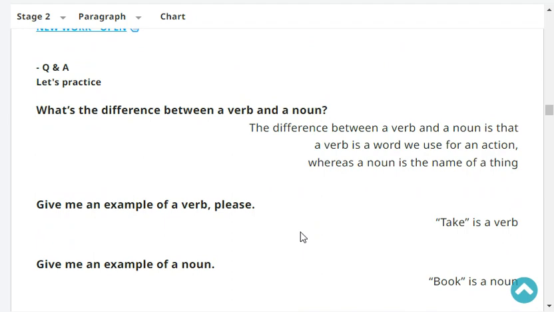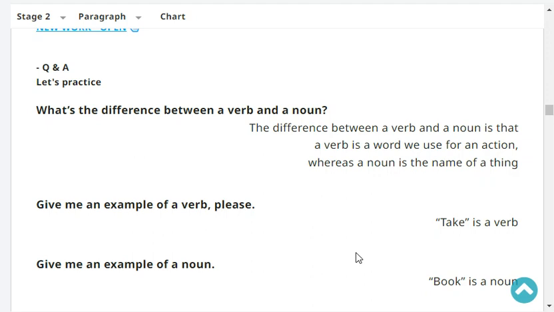What's the difference between a verb and a noun? A verb is a word we use for an action, whereas a noun is the name of a thing. Very good.